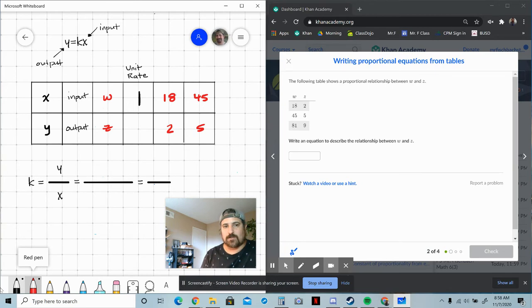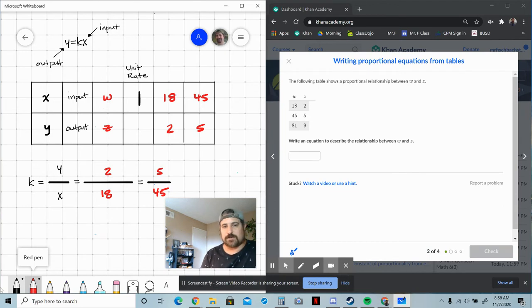So when W is equal to 18, that's going to be our input. All right. Our output is 2. And when our input is 45, our output is 5. So you could think about it this way, and that's fine if you think about it this way. These should be equivalent ratios if it's a proportional relationship. So let's see if it is proportional.